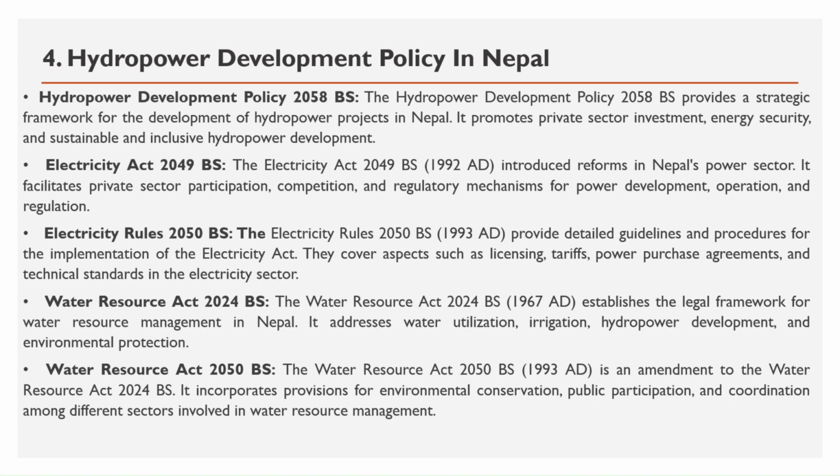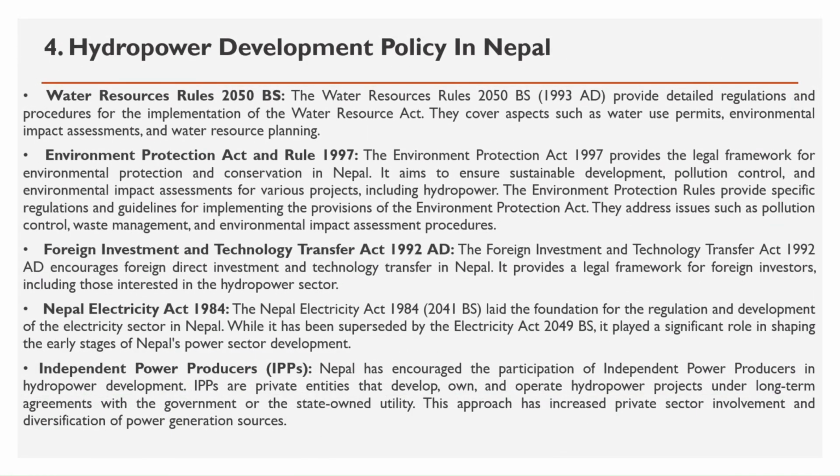Water Resources Act 2050 BS. The Water Resources Act 2050 BS is an amendment to the Water Resources Act. It incorporates provisions for environmental conservation, public participation, and coordination among different sectors involved in water resource management. Water Resources Rules 2050 BS. The Water Resources Rules 2050 BS provide detailed regulations and procedures for the implementation of the Water Resources Act. They cover aspects such as water use permits, environmental impact assessment, and water resource planning.